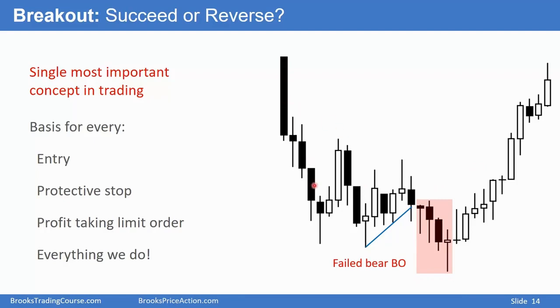We have a bear breakout. We got follow-through selling. We have another bear breakout, big tails, and then we have a bull doji bar here. This is a triangle, 3 pushes down, 1, 2, 3. And we have a bear breakout.